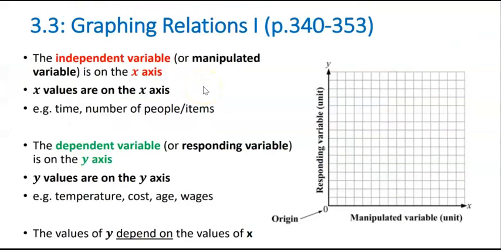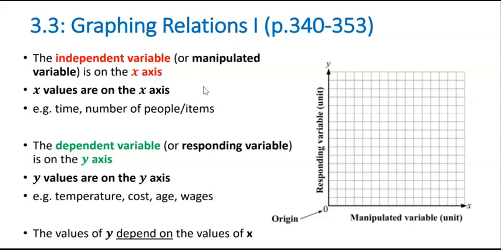So just to review, it's really important that we know that the independent variable or manipulated variable, or what I call the influencer, that's the one on the x-axis. So things like time will influence distance, number of people might influence how many seats you need to have in a classroom. So those would be our x values.